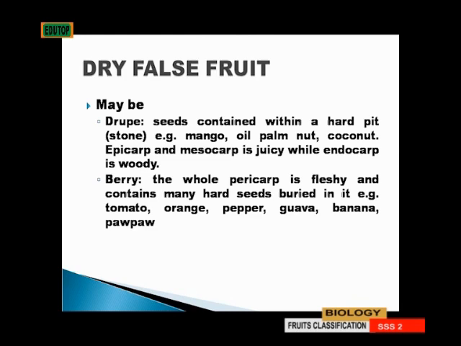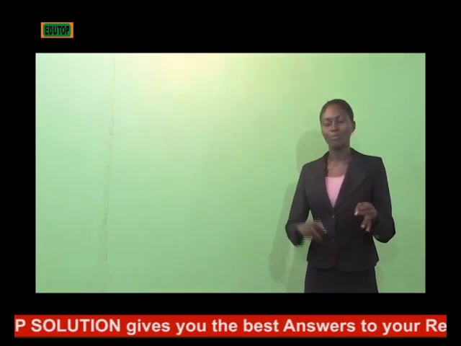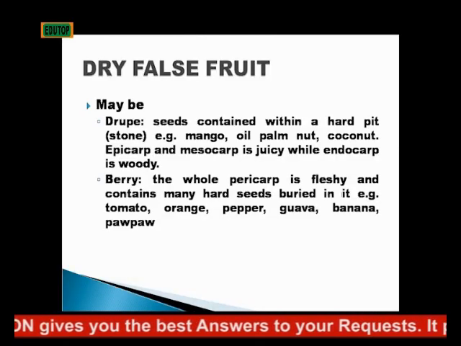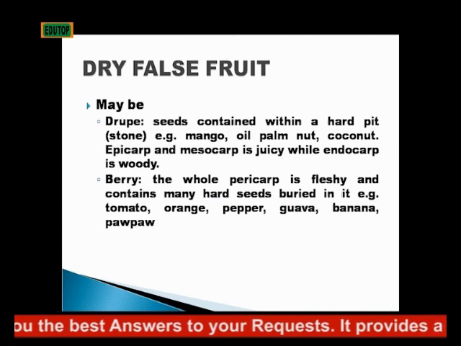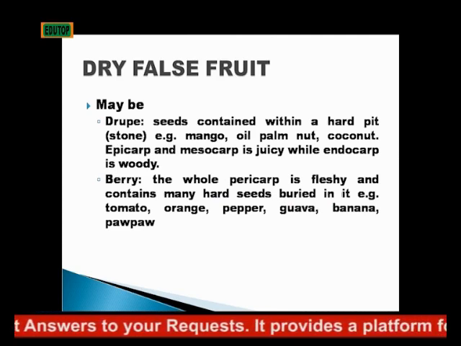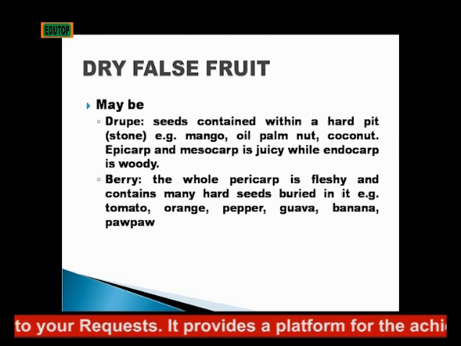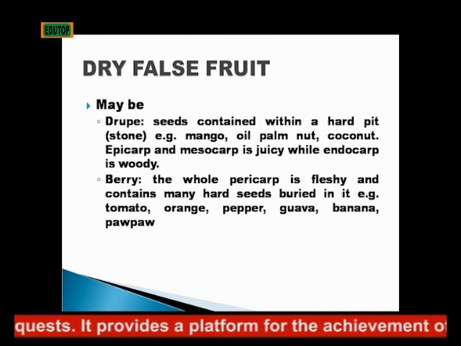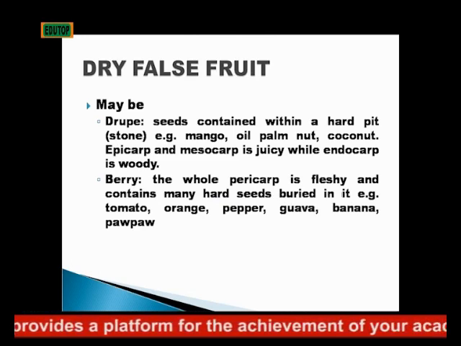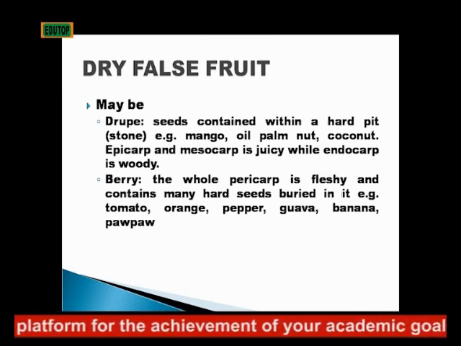A drupe has its seed contained within a hard pit or stone, as we have in mango. When you take a mango, you discover that even though it has a succulent part, it has a hard pit inside. Mango is an example of a drupe. Oil palm nuts, the nuts that you get your oil from in oil palm, are another example of a drupe. Coconut is also another example. It has an epicarp and a mesocarp, which is juicy, and the endocarp is woody.